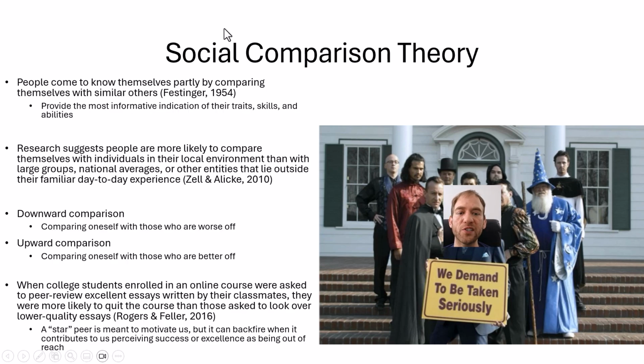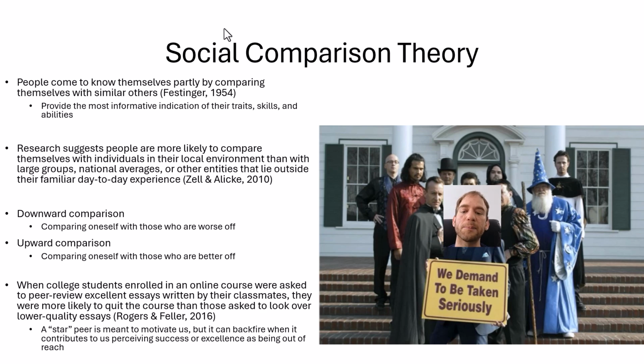Next, we have social comparison theory. People come to know themselves partly by comparing themselves with similar others, according to Festinger in 1954. They provide the most informative indication of their traits, skills, and abilities. So stopping here, social comparison, you just break down the word: you're comparing yourself to other people for social purposes, and according to this theory, people who are similar to yourself. Because if they're similar to yourself, you're going to believe they have similar traits and skills and abilities as you, thus you can learn about other people to learn about yourself.